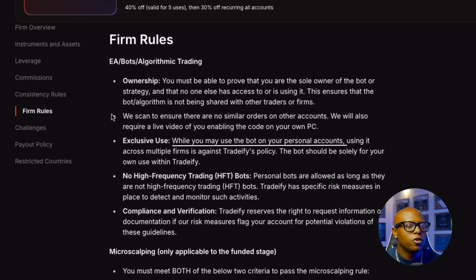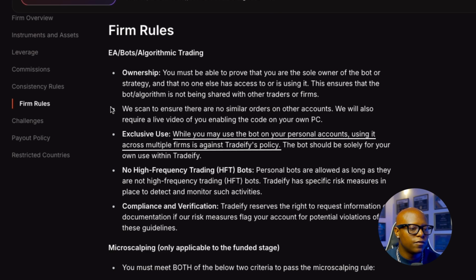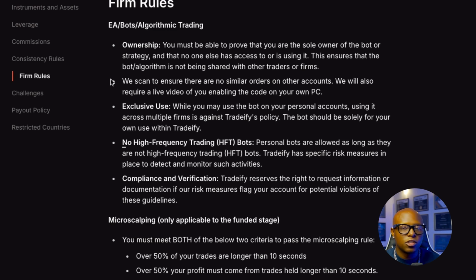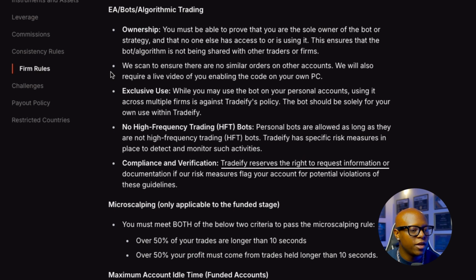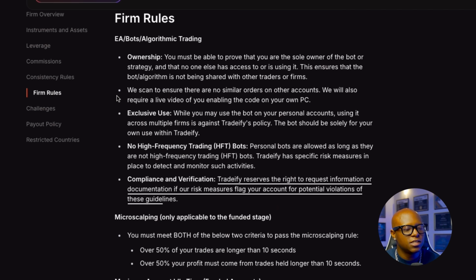While you may use the bot on your personal account, using it across multiple firms is against Tradeify's policy. There's no high frequency trading bots allowed, and Tradeify reserves the right to request information or documentation if their risk measures flag your account for potential violations of these guidelines.